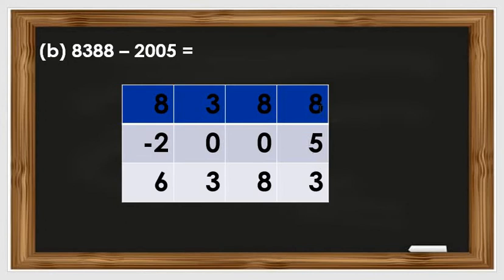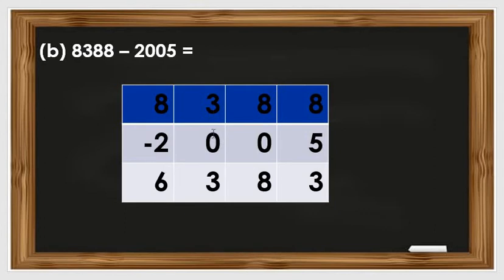Eight minus five is equal to three. We can easily take out 8 minus 5, so 3. Then the next step, 8 minus 0, so 8. We can easily take out 8 minus 0. 8 minus 0 is equal to 8.